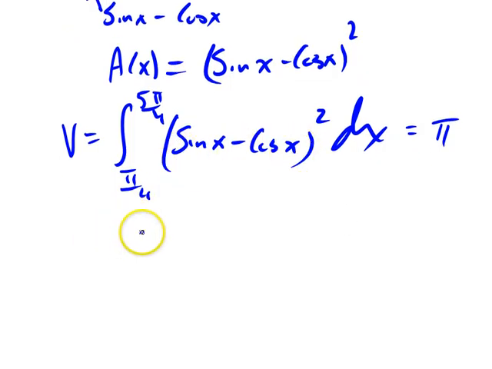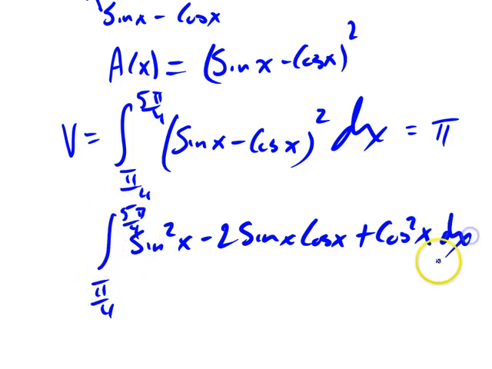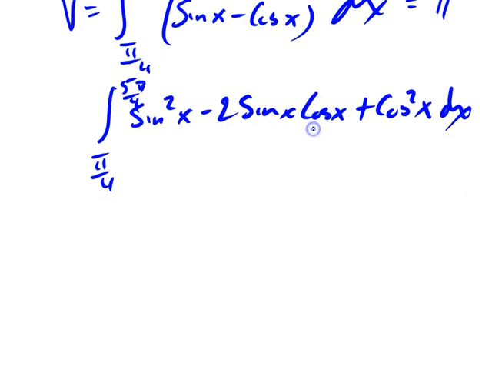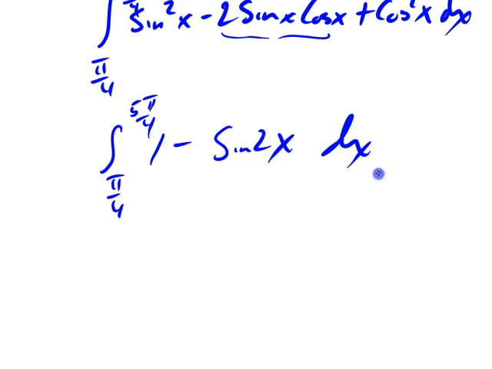So if I square that out, I've got sine squared x minus 2 sine x cosine x plus cosine squared x. I'm integrating this thing from pi over 4 to 5 pi over 4 dx. Sine squared x plus cosine squared x is 1, so this is the integral from pi over 4 to 5 pi over 4 of 1 minus 2 sine x cosine x. And the 2 sine x cosine x is actually the sine of 2x. I write it like that just because I find that easier to integrate.